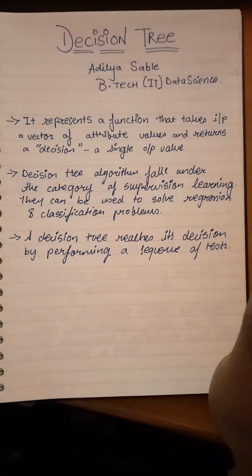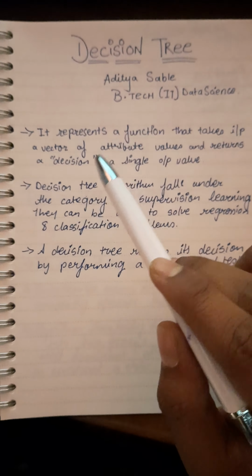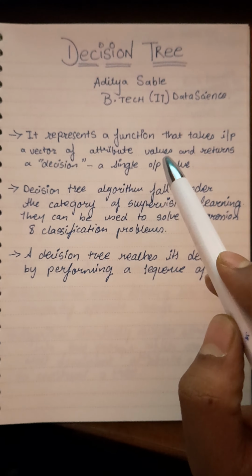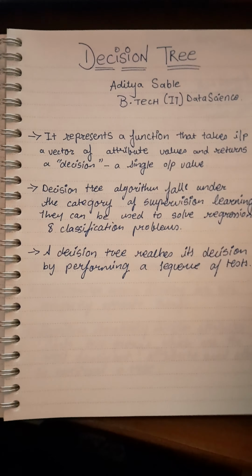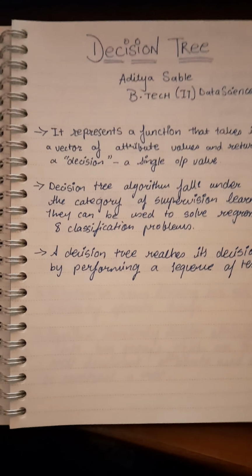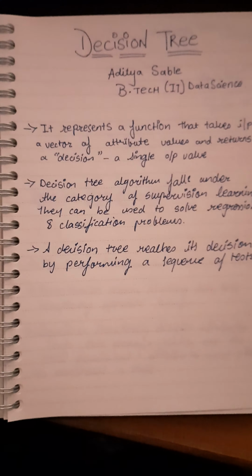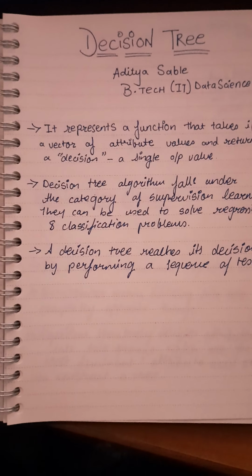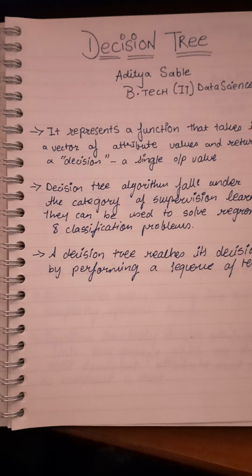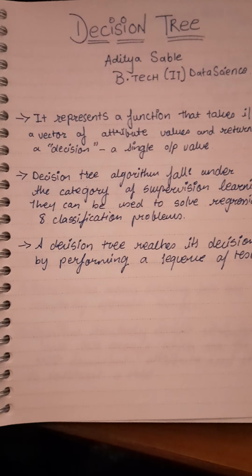Okay, so it represents a function that takes an input value, a vector of attribute values, and returns a decision of a single output value. So what do we mean by that? Just like inductive learning, we take many input values as a vector of attribute values, and it has to come to a final decision that should be a single output value. Okay, so now we go to the next point.